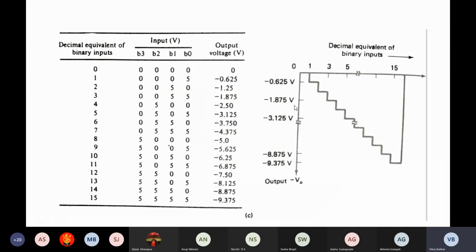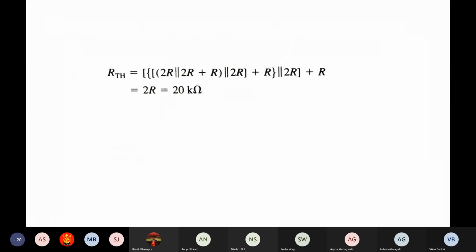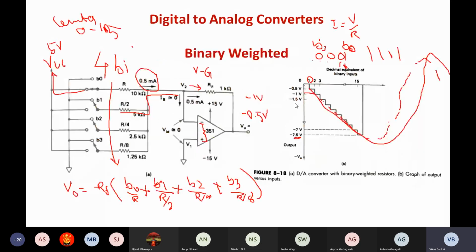The same thing can be replicated for all the corresponding combinations of binary inputs, and we can get the resulting calculation. So I'll just show you the resulting calculation. I forgot to show that. This was my resulting calculation: minus RF multiplied by B0 by R plus B1 by R by 2 plus B2 by R by 4 plus B3 by R by 8.